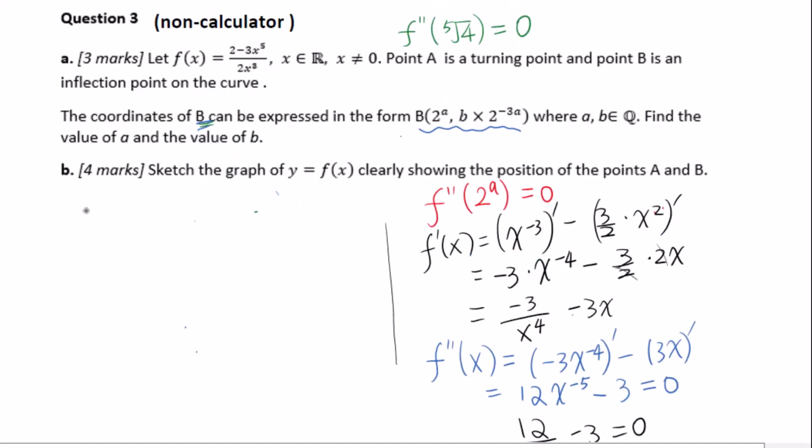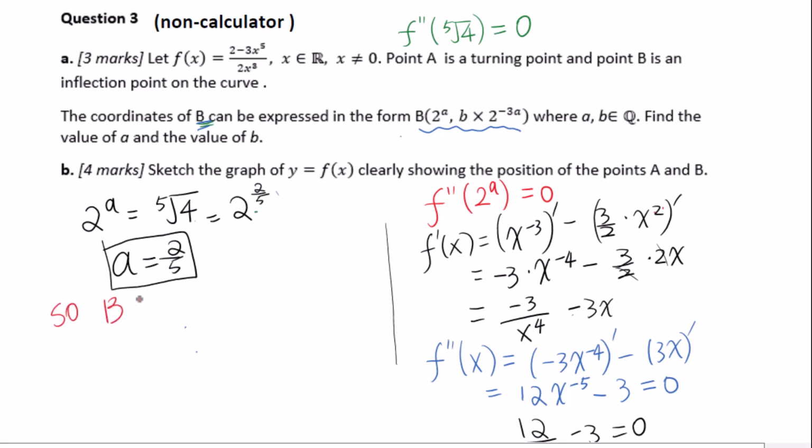Now we can set up 2 to the a power equals the fifth root of 4. That equals 2 to the 2 over 5 power. So we have a equals 2 over 5. Therefore, for b, we will have 2 to the 2 over 5 power. b times 2 to the negative 3 times 2 over 5, which will be negative 6 over 5.